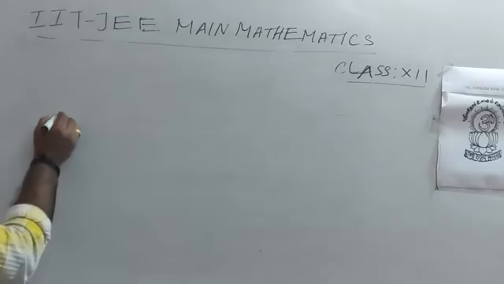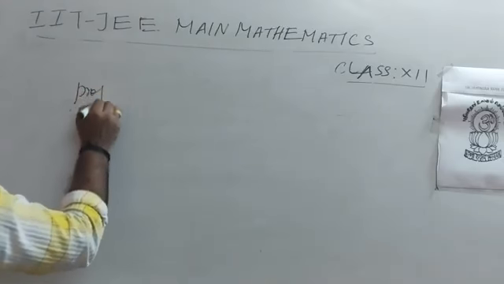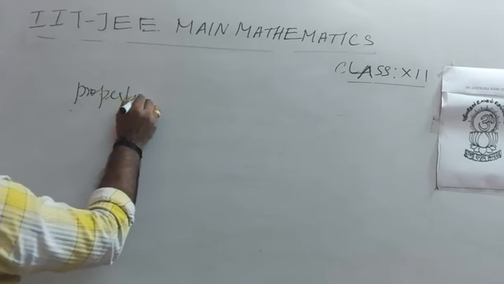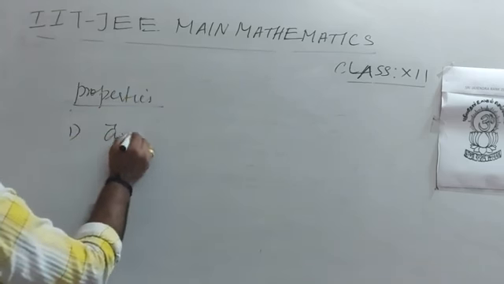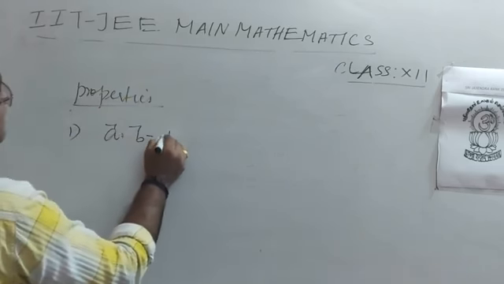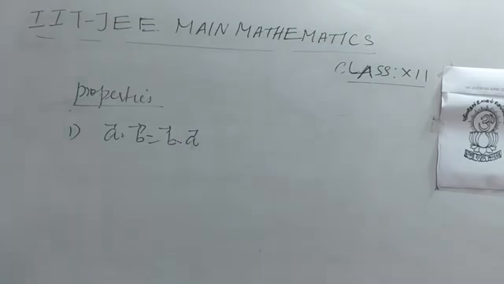So a vector dot b vector, properties: a vector dot b vector equal to b vector dot a vector. Dot product is commutative.